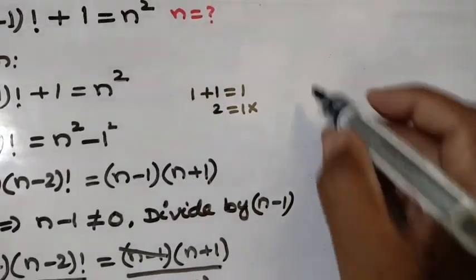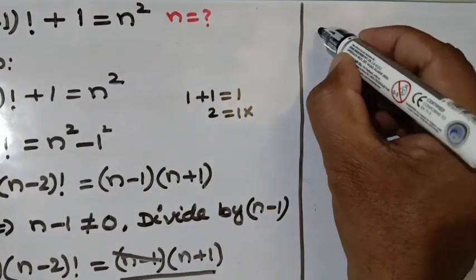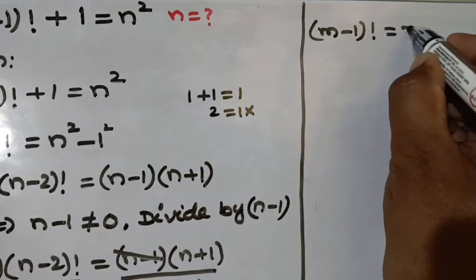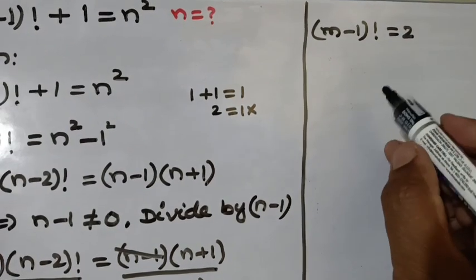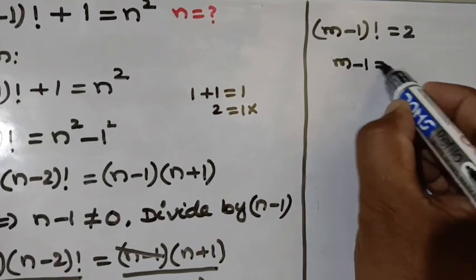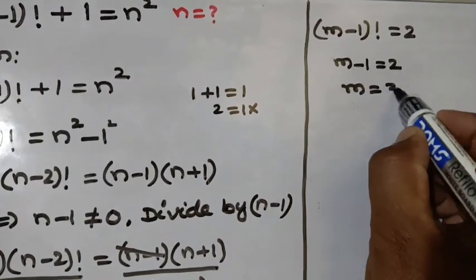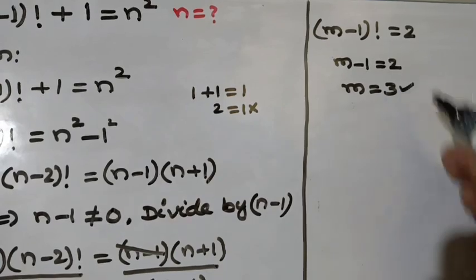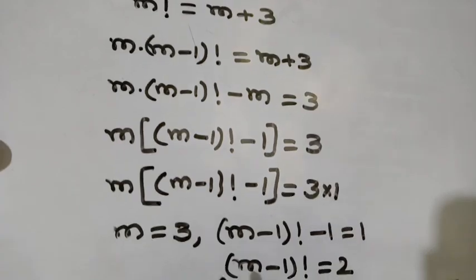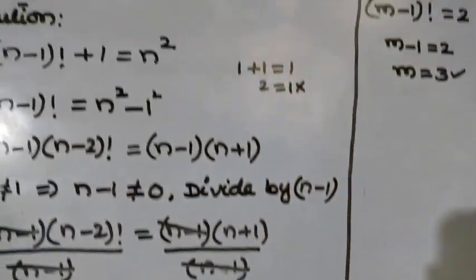So here we have (m − 1)! = 2, and we know that 2! is 2, so m − 1 should be 2. When m − 1 is 2, m is equal to 3. So here also m is equal to 3, and the value we got by comparing is also m equal to 3. So m is equal to 3 is satisfied.